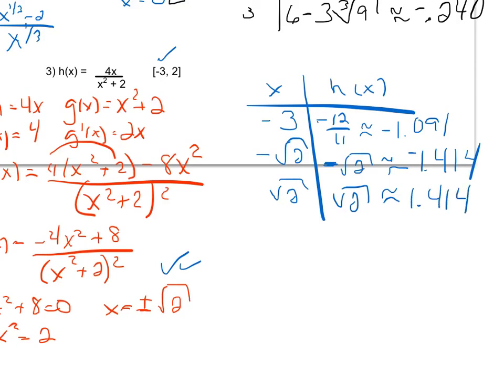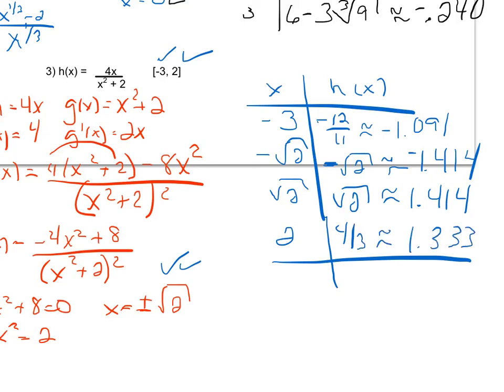And then finally I'm going to plug in my last endpoint, which is 2. Plugging in the 2 gives me 4/3, which is approximately 1.333. Notice I left all the algebra out of me plugging in, so if you want me to go through that with you, please let me know. But then I pick my maximum value. Here's my maximum value. Here's my minimum value.